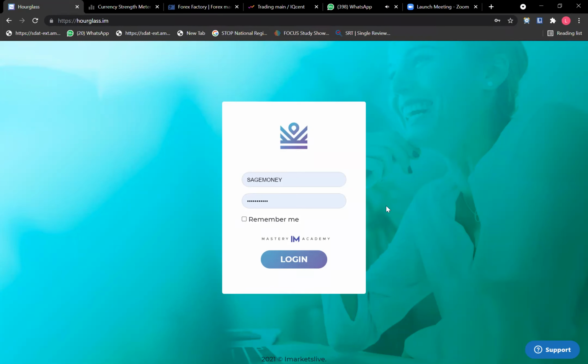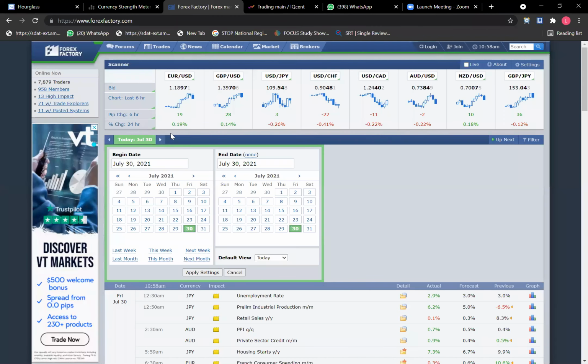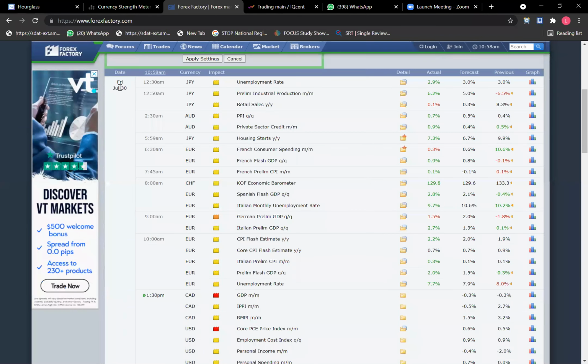Collins, we're going to come back to. Okay, quickly for Collins, I'm going to go back to Forex Factory. Collins, as you can see in the Forex Factory, on the left-hand side is the date, Friday, July 30th. You're seeing your time, you're seeing your currency, and you're seeing these colors. Now, these colors here indicate the impact.